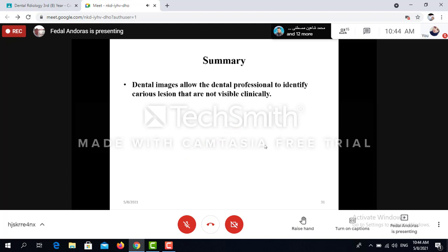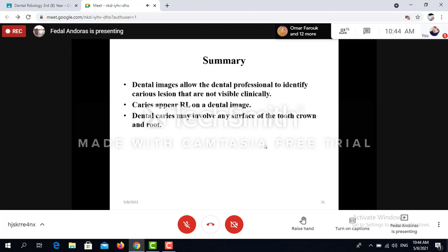So we say dental image allows the dental professional to identify caries lesions that are not visible clinically. Caries appears as a radiolucent on the dental image. Dental caries may involve any surface of tooth, crown, and root.